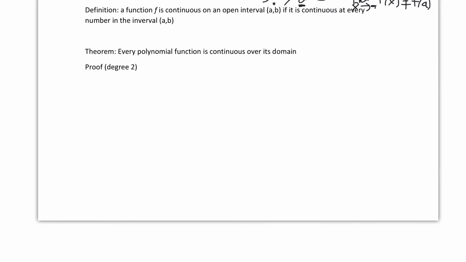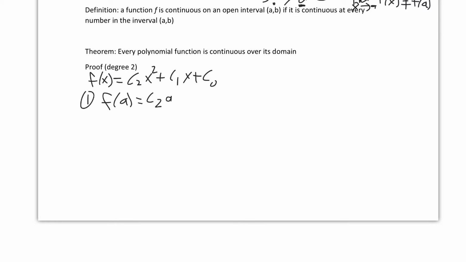So we're going to prove it for degree 2. So let's take f of x equal to c2 x squared plus c1 x plus c0. Now let's look at those three conditions. Step 1. What is f of a? Well, it'll be c2 a squared plus c1 a plus c0.